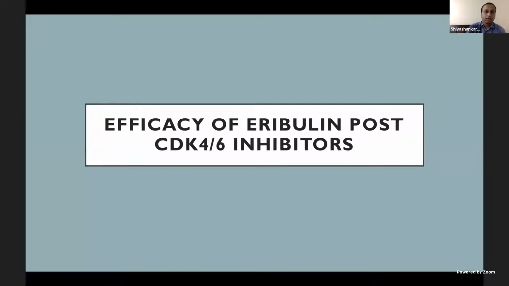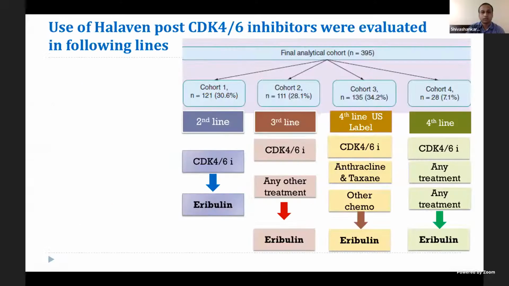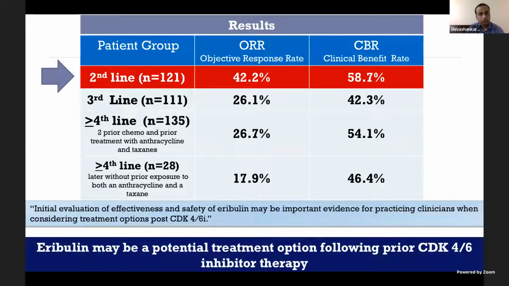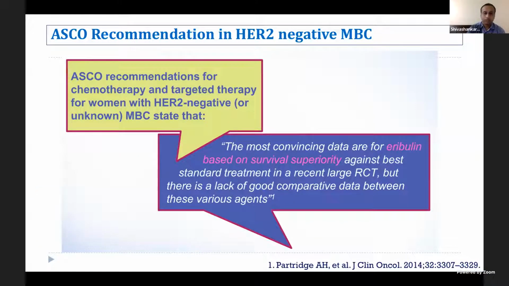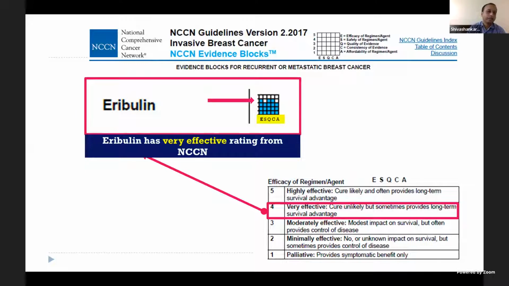So what is the role of eribulin in hormone positive or negative breast cancer post CDK4/6 inhibitors? We know that most of the patients do go for CDK4/6 inhibitors. Once they progress on CDK4/6 inhibitors, the prognosis is very grim for hormone receptor positive metastatic breast cancer. This looked at the role of eribulin in such a setting. So again, eribulin has shown when used upfront post CDK4/6 inhibitors, it has had an objective response rate of 42%. As we go down the line, the objective response rate reduced from 26 to 17%. So we have a recommendation from ASCO as well as NCCN and ESMO to use eribulin in the management of metastatic breast cancer.